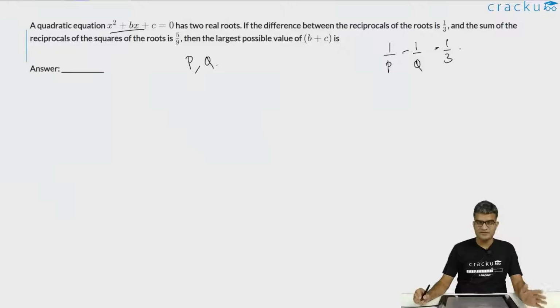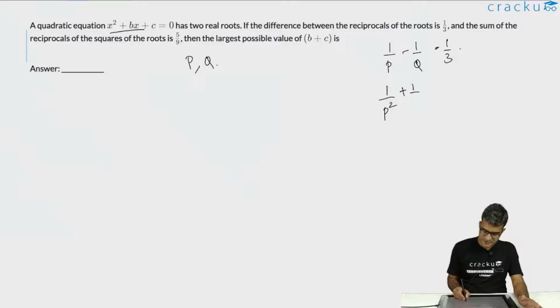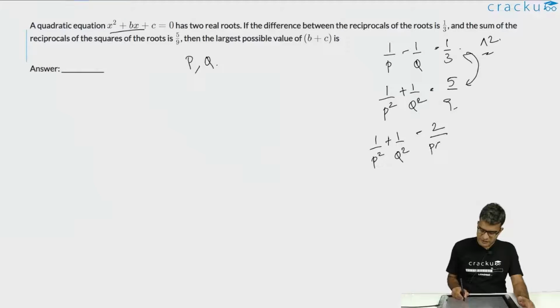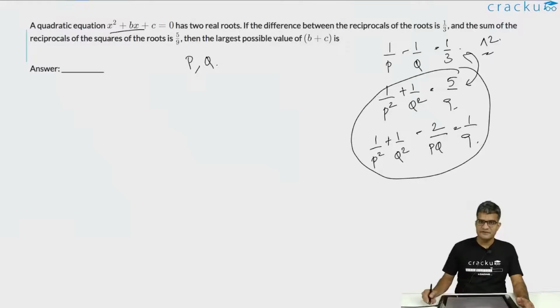We are told that the sum of the reciprocals of the squares of the roots is 5 by 9. So 1 by p square plus 1 by q square is equal to 5 by 9. Looking at these two equations, if you square the first equation, what are you going to get? We are going to get 1 by p square plus 1 by q square minus 2 by pq is equal to 1 by 9. So using these two equations, we can calculate that the value of 2 by pq is equal to 4 by 9, or the value of pq is equal to 9 by 2.